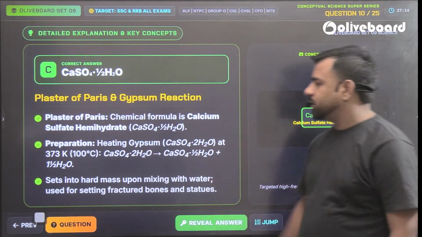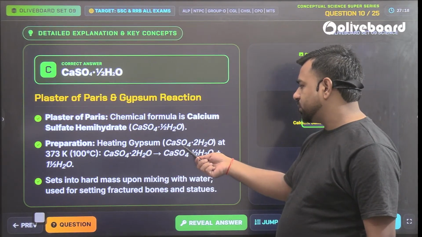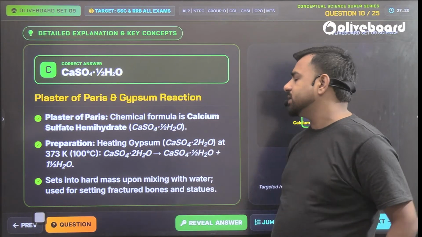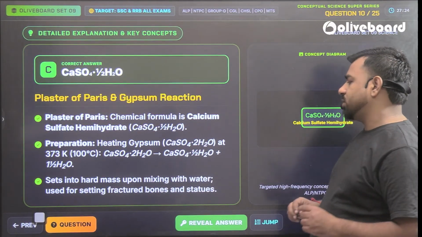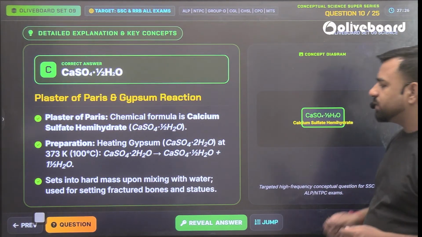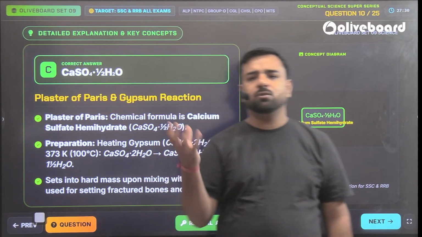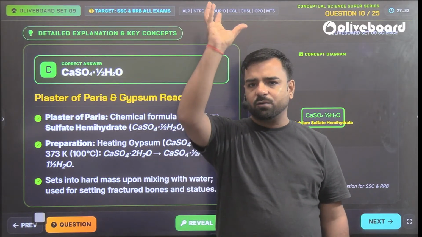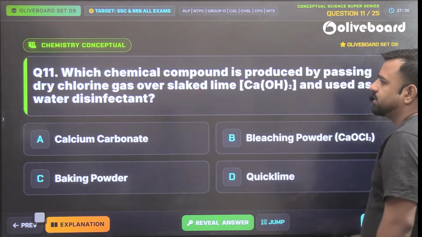So that's the formula for the plaster of Paris and how it is converted. So heating of gypsum, that is CaSO4.2H2O, at 100 degrees centigrade will give you plaster of Paris. It sets into a hard mass upon mixing it with water, that's used for setting fractured bones and statues and also for making those designs near the fan on your roofs, right? On your ceilings basically. Next.